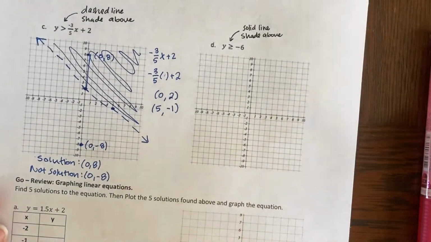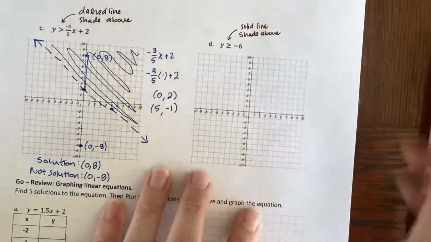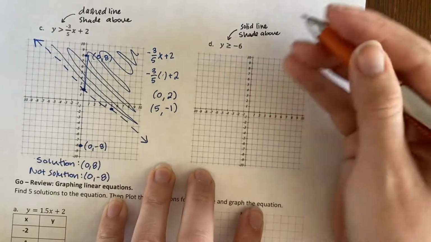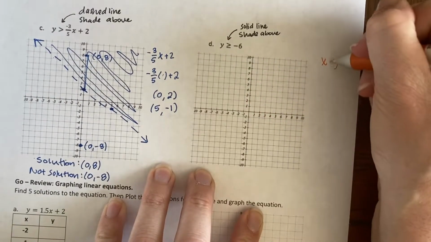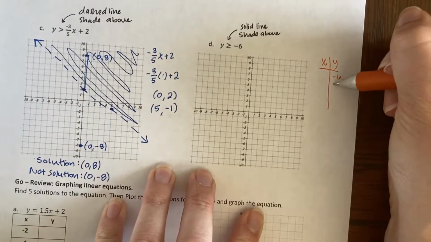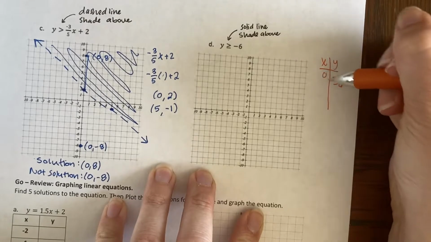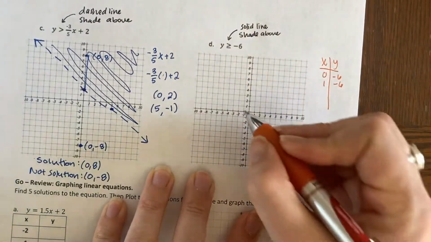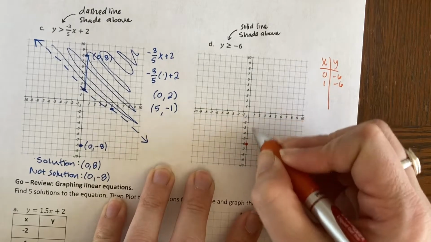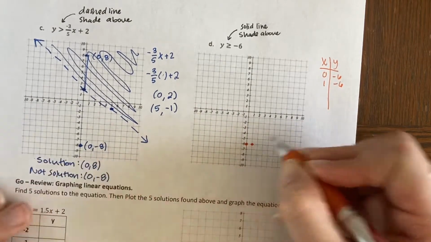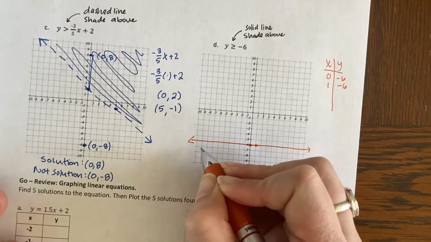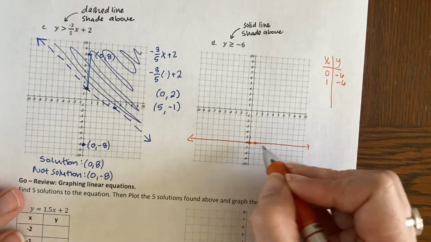When I graph this one's different because I don't have a place to plug a value in for x. Y is always -6, and I can pick any numbers for x. 0 is down 6, 1 is down 6. It is a solid line, and I would shade above it.